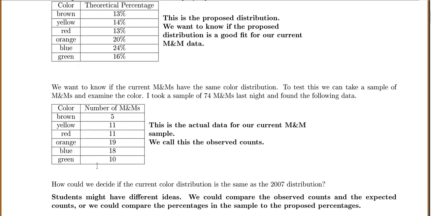So how would we decide if our current color distribution is the same as our 2007 distribution? Because looking at this 5, 11, 11, that doesn't really tell me if that's 13%, 14%, 13%. So there are some different ideas that you could have to compare this. Maybe we could compare our observed counts and expected counts. So maybe we could say, well, if I had 74 M&Ms and 13% are supposed to be brown, then how many should have been brown? Or maybe we can change the number of M&Ms to percentages and compare the percentages.